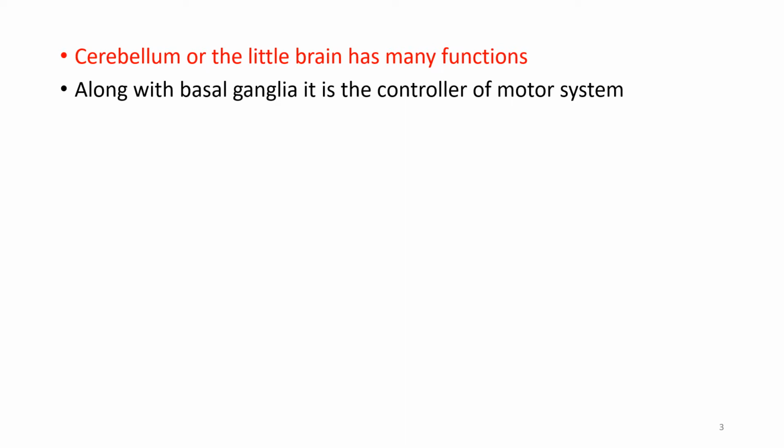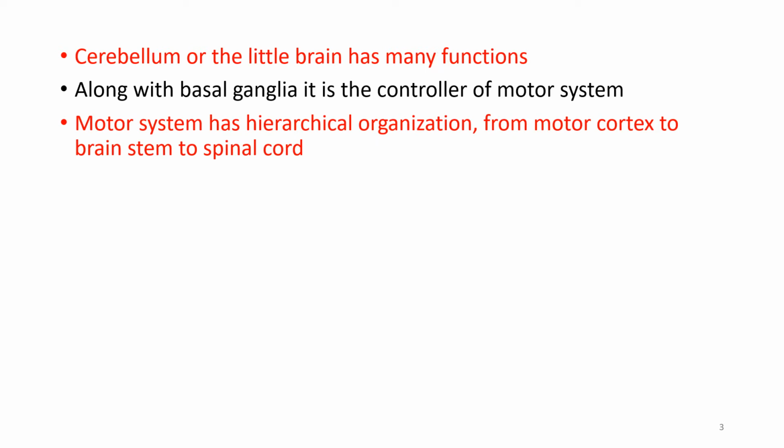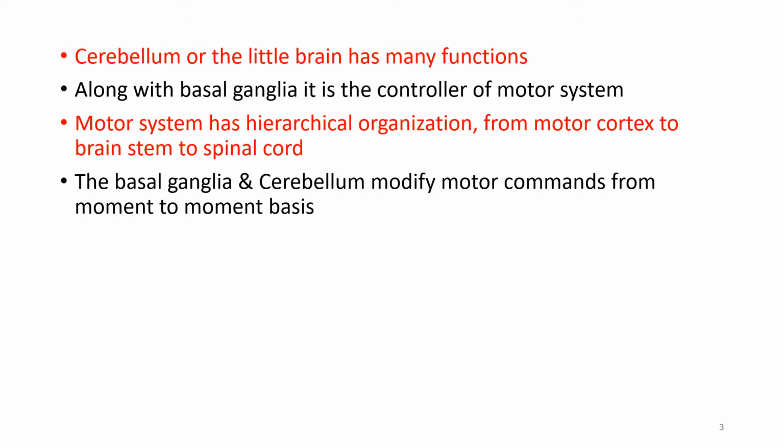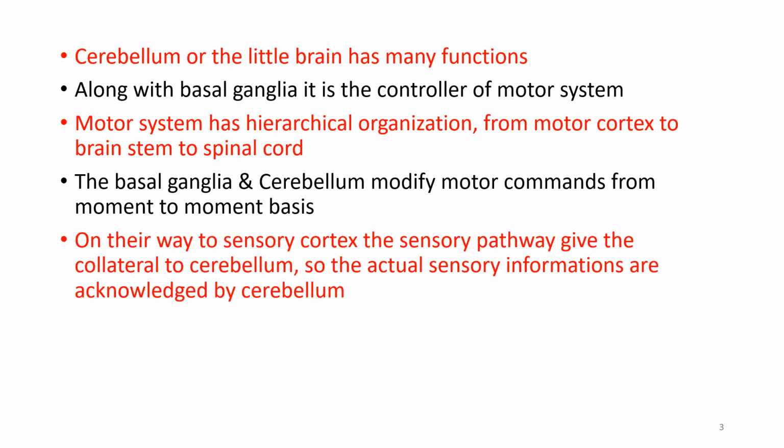Along with the basal ganglia, it is the controller of the motor system. The motor system has a hierarchical organization from motor cortex to brainstem to spinal cord. The basal ganglia and cerebellum modify motor commands on a moment-to-moment basis.